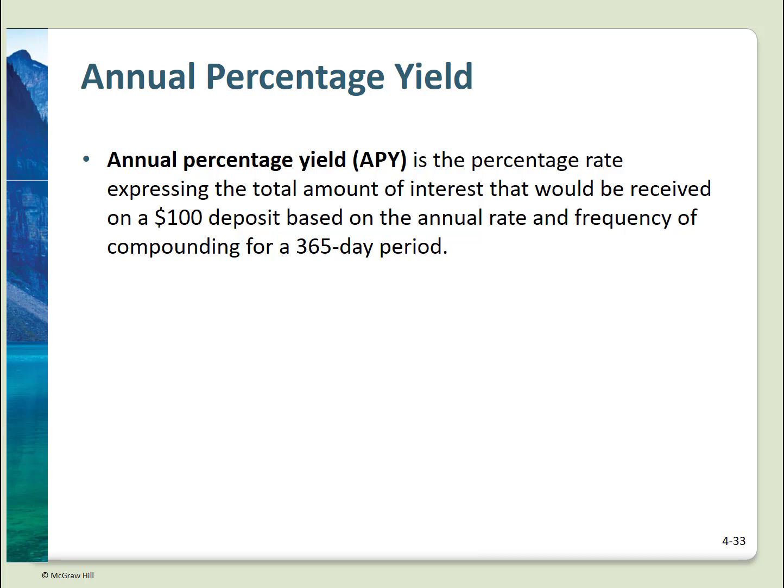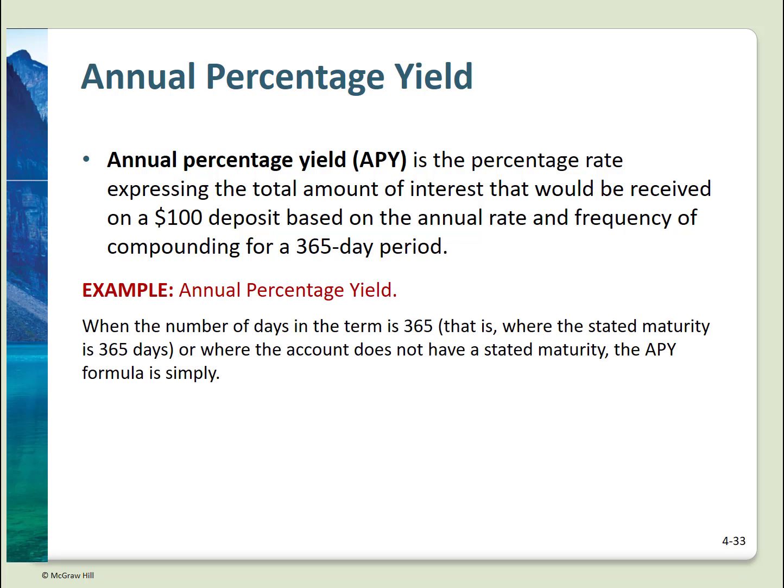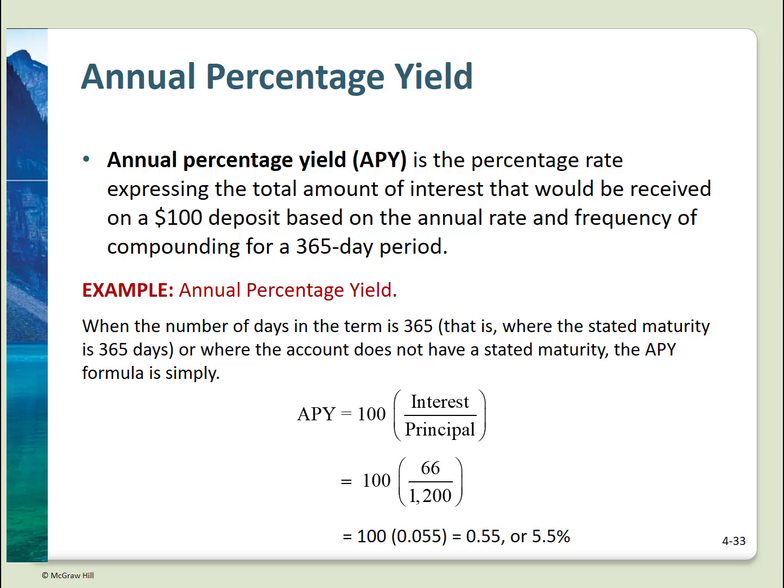The Truth in Savings Act requires that both lenders and depository institutions disclose the interest rate paid or charged in a specific format. APY is annual percentage yield, APR is annual percentage rate. In either case, the rate is the periodic rate times the number of periods per year. So if a lender charges 5% per month, the APR is 5% times 12, 60%, and that's the rate they have to quote. Here's an example and an alternative formula. If $66 is earned in a year on a $1,200 deposit, then the APY is 5.5%.